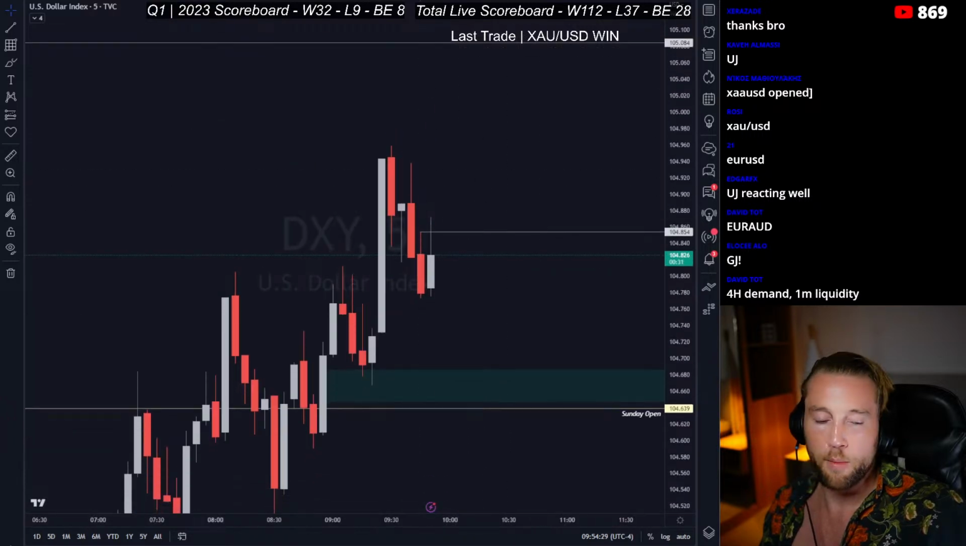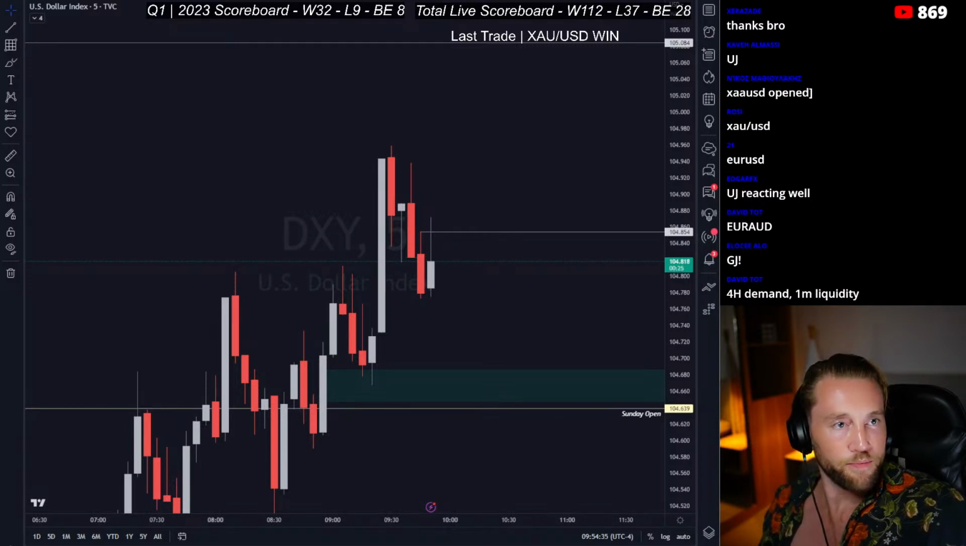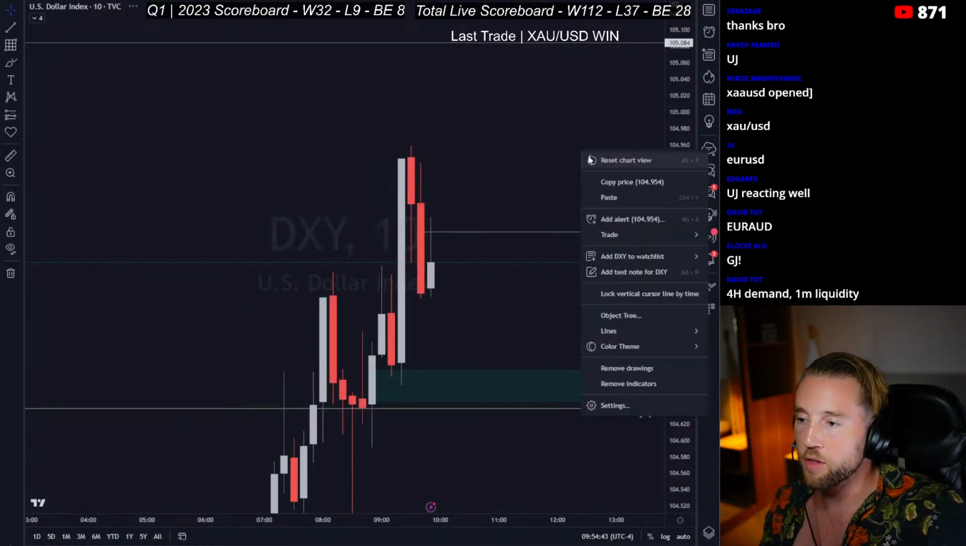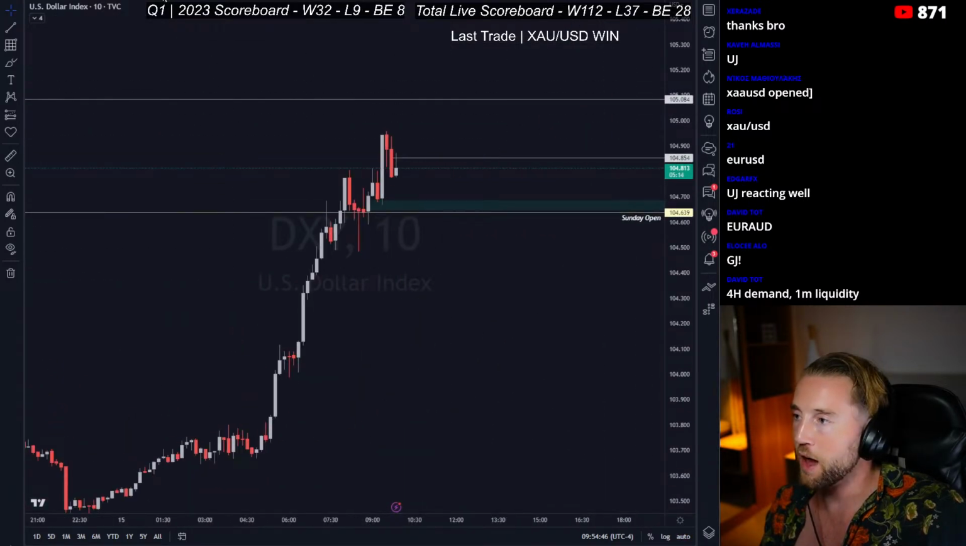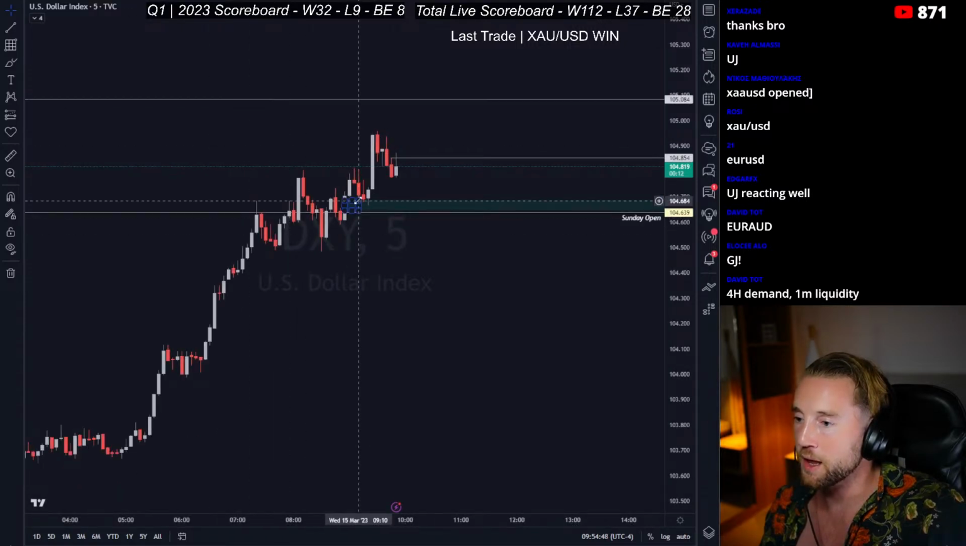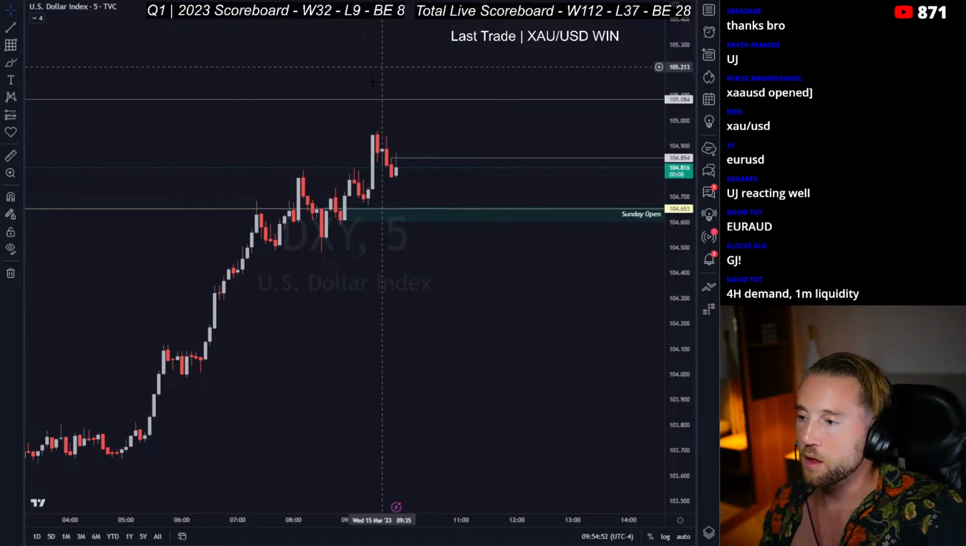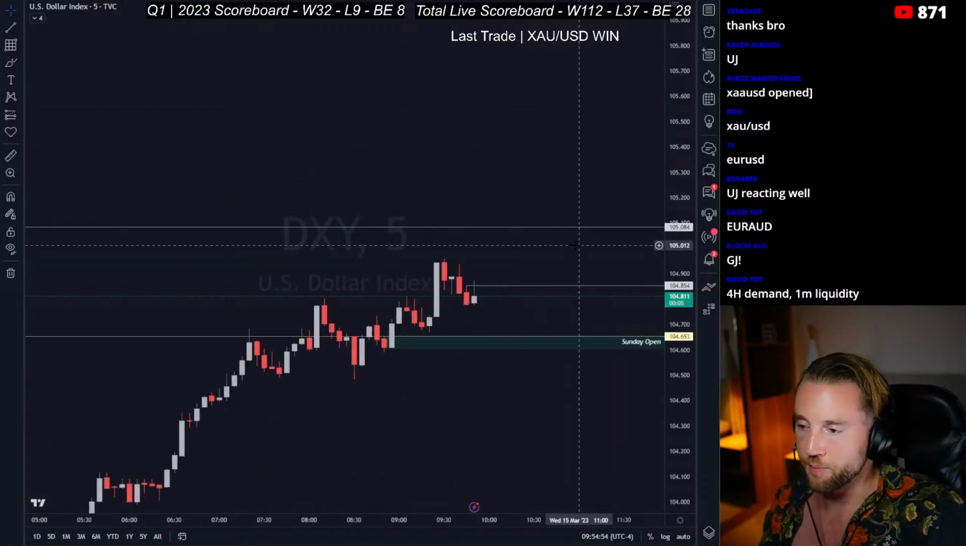No closure above that zone yet. I would love to see at least the dollar coming down. If we are gonna bounce, then the best thing would be if we actually would come down a little bit more at the beginning, and then potentially make a move here.